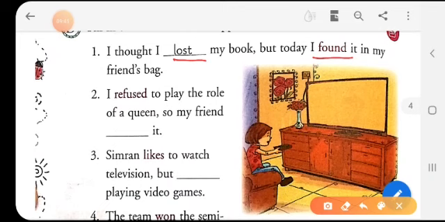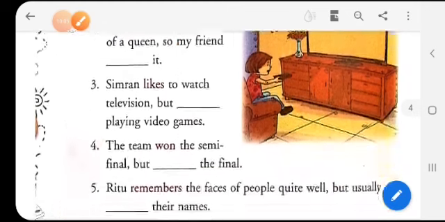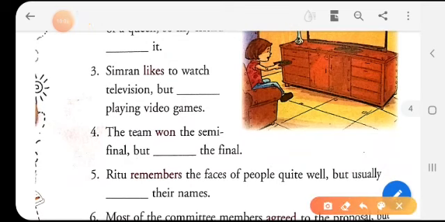Second sentence, I refused to play the role of a queen, so my friend accepted it. It is accepted it. So the opposite of refused is accepted. Next, Simran likes to watch television but dislikes, opposite of like, dislikes playing video games.